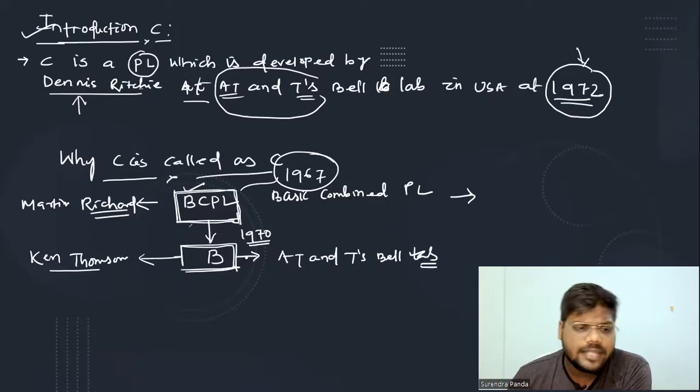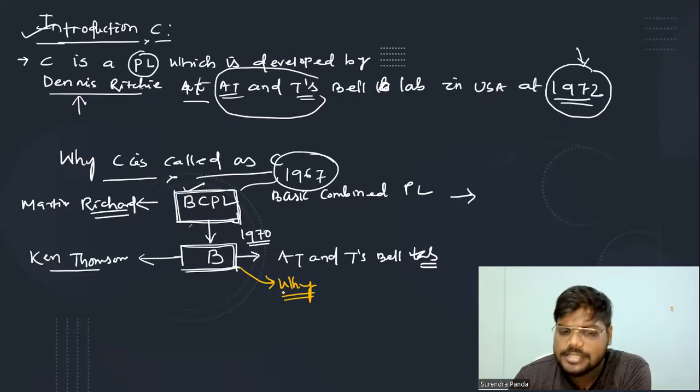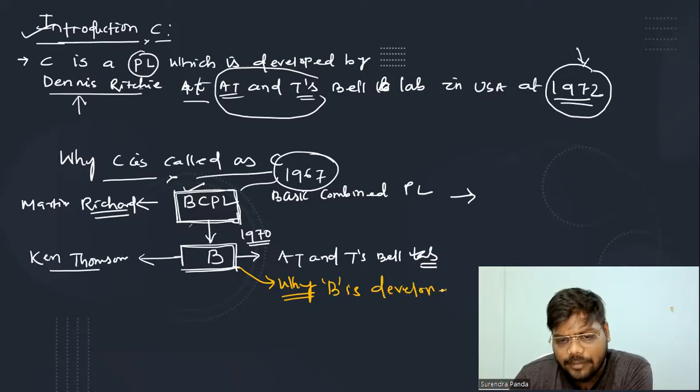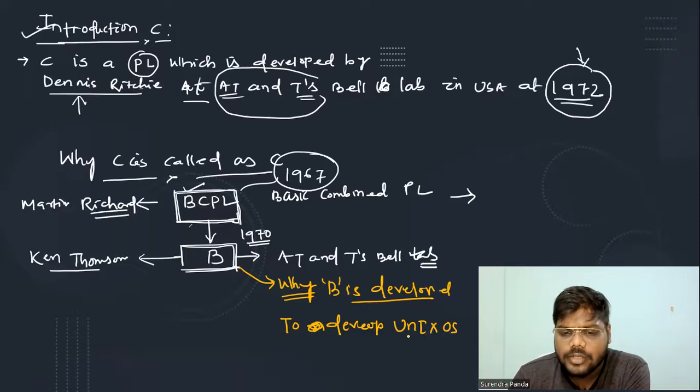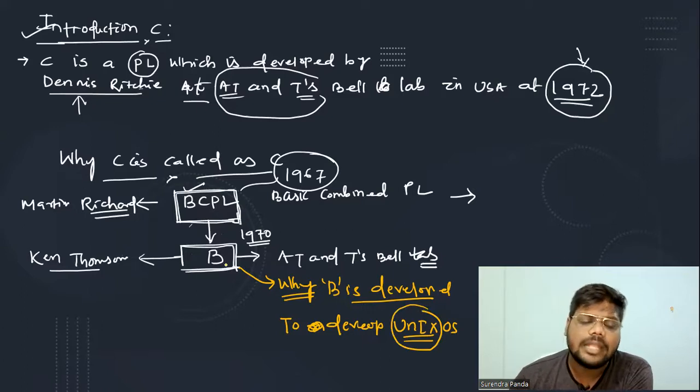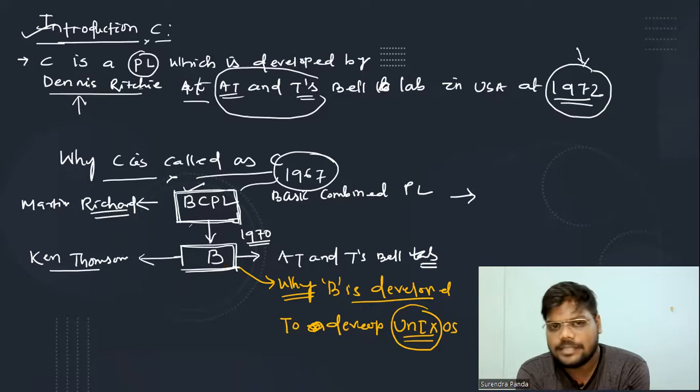Next, if you observe very carefully, why was this one developed? Why was B language developed? Observe very carefully. The straightforward answer is to write or to develop the Unix operating system. Okay, to develop a Unix operating system, B language was invented. Sir, why is B invented? To develop a Unix operating system, B language is developed.